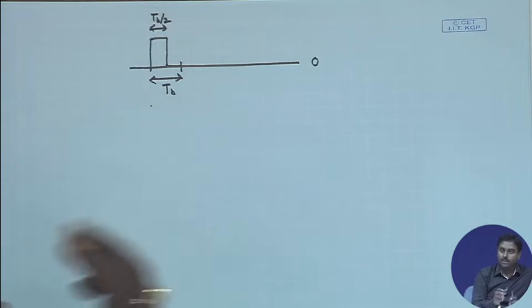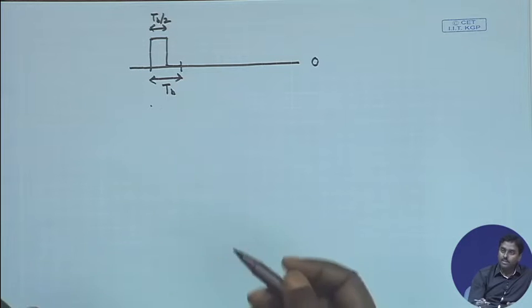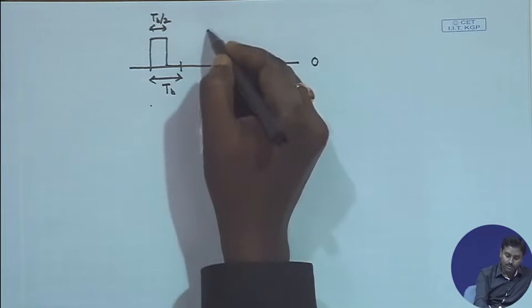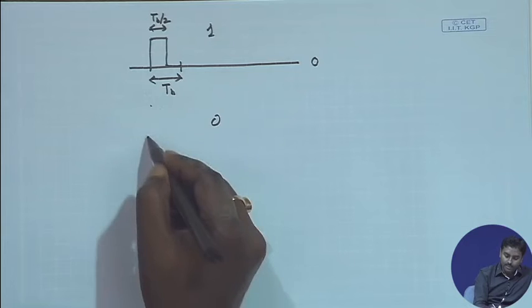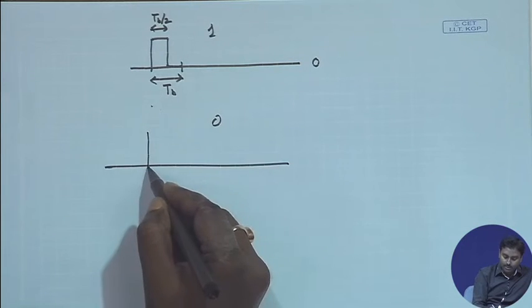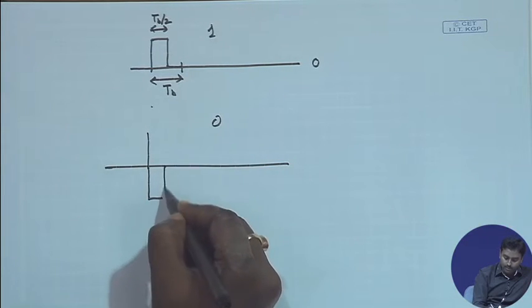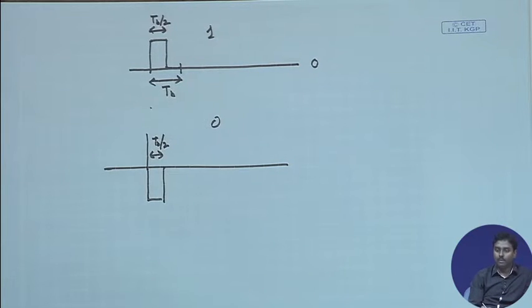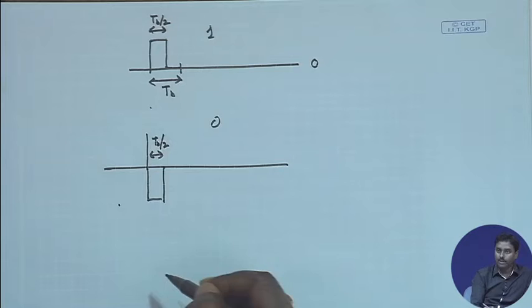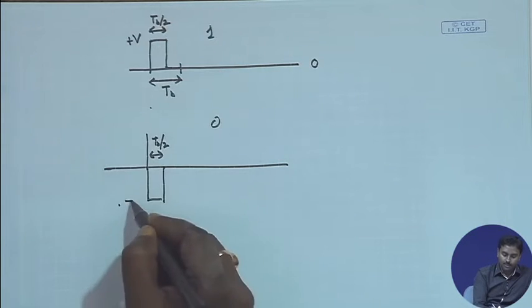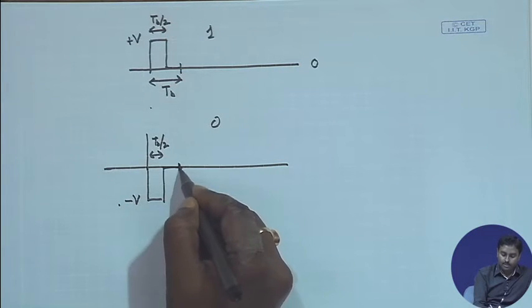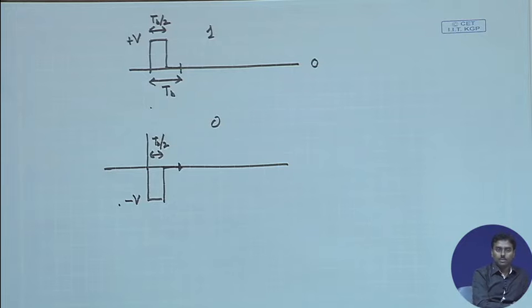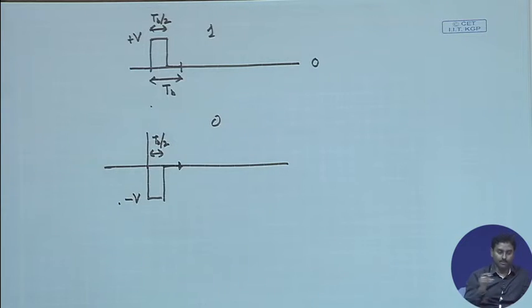So, 1 is represented by this and the corresponding binary 0 is represented by this. For the first Tb by 2, or half cycle, it will be the negative of that same voltage. So, if this was plus V, this will be minus V and the rest of the part it will be 0. So, this is my representation of 1 and 0.